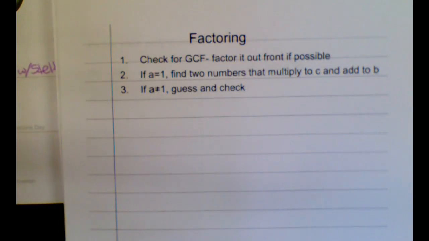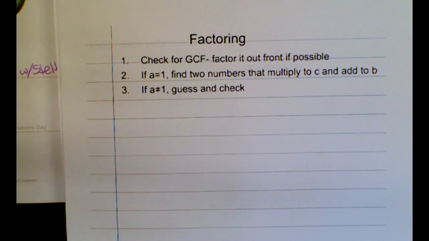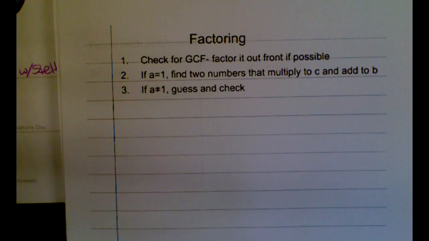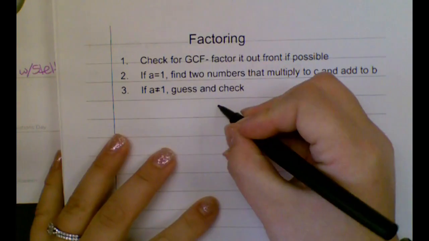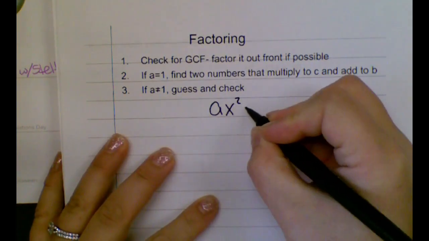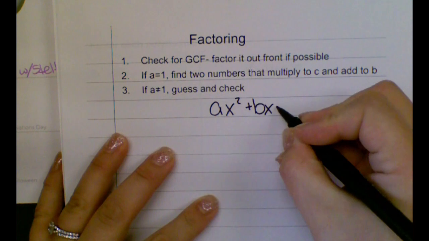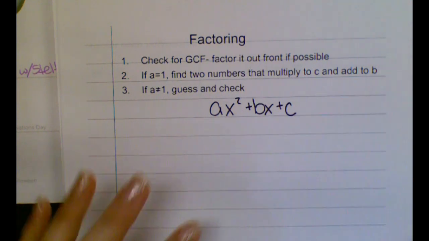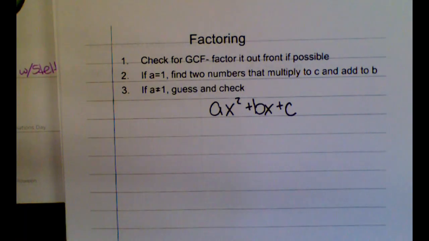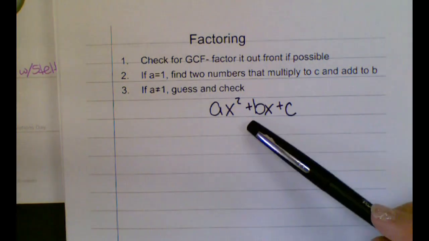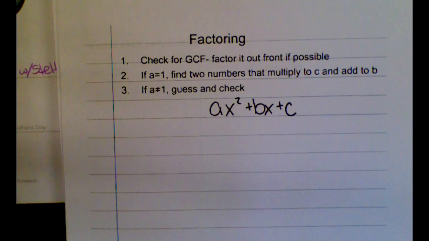Now a review of factoring. We are going to check for a GCF and factor it out front if possible. If our first number is 1, so when I say a, I'm talking about ax squared plus bx plus c. If a is 1, we want to find two numbers that multiply to c and add to b. If a is not 1, we are going to use the guess and check method.